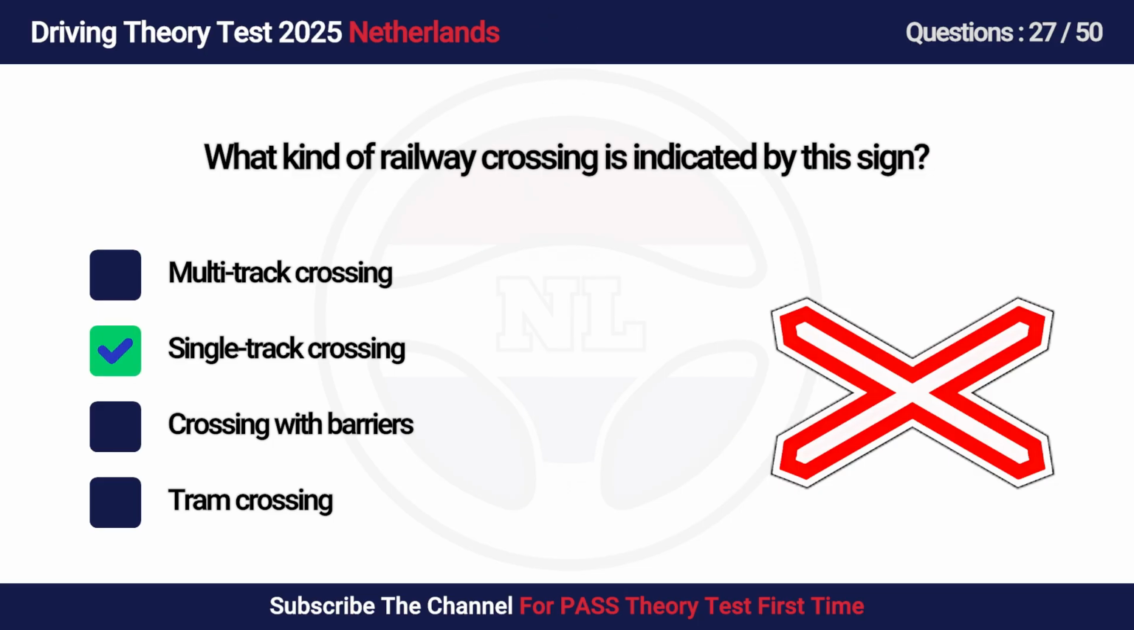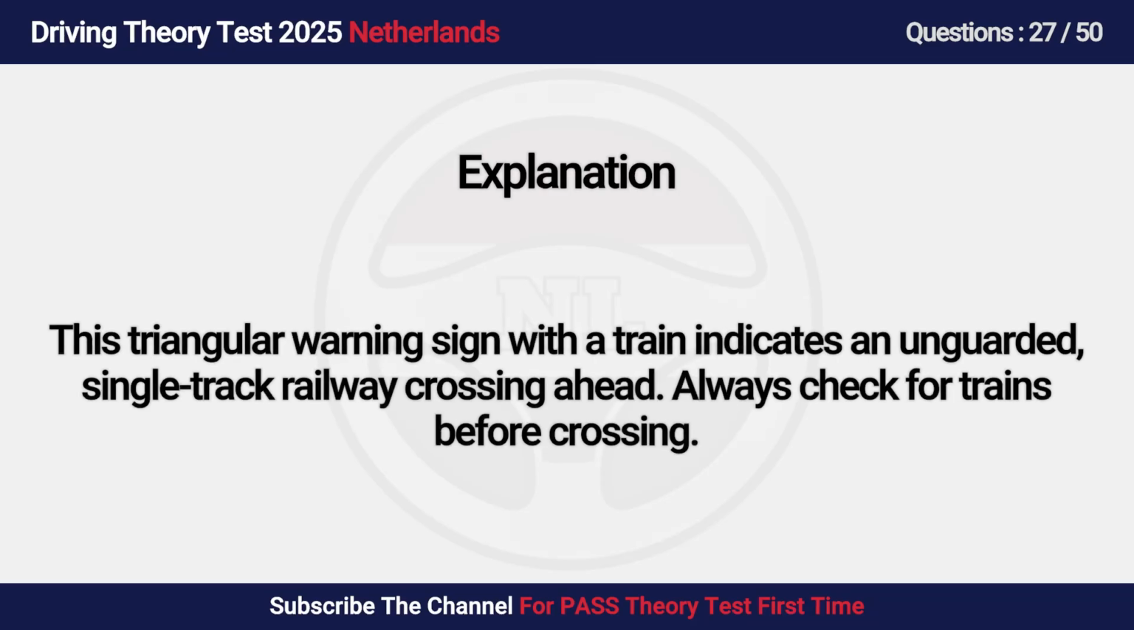Answer is B. Crossing. This triangular warning sign with a train indicates an unguarded railway crossing ahead. Always check for trains before crossing.